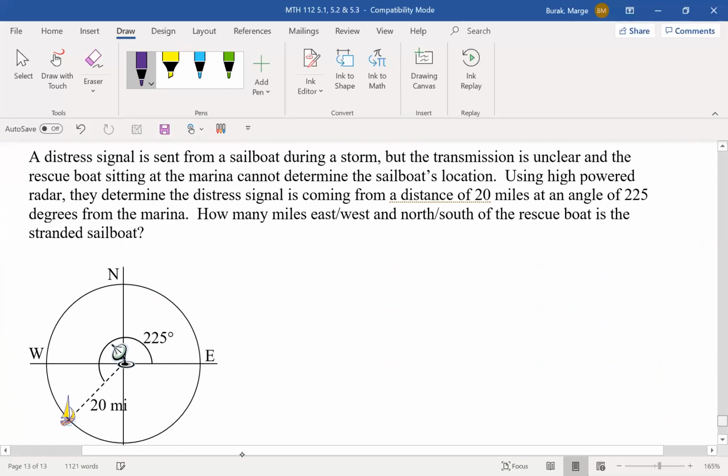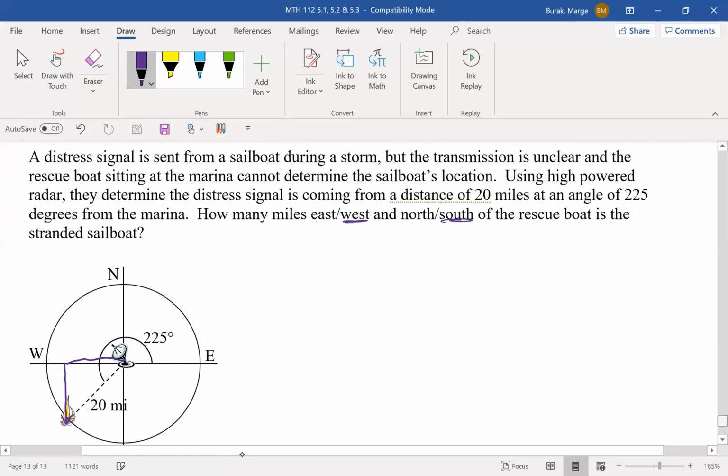Using high-powered radar, they determine the distress signal is coming from a distance of 20 miles and an angle of 225 degrees from the marina. How many miles east, west, and north-south of the rescue boat is the stranded sailboat? Okay, we want to know how far do we need to go west and how far do we need to go south, okay? And that's what they want to know. So it's going to be west and south.